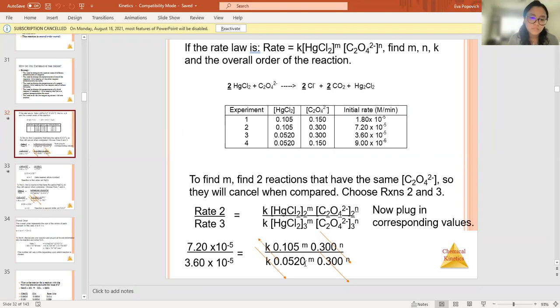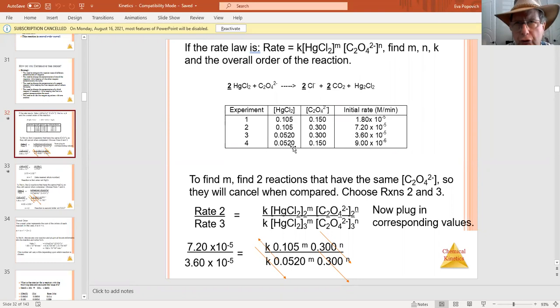2 is equal to 2 raised to what power, Natalia? To the m. Yeah. If I do this divided by this for my rate portion, that divides out to 2. 1.8 times 10 to the minus 5th divided by 9 times 10 to the minus 6th equals 2. You got that, Natalia? Yes. 0.105 divided by 0.0520 equals 2 raised to the m. So 2 is equal to 2 raised to the m.